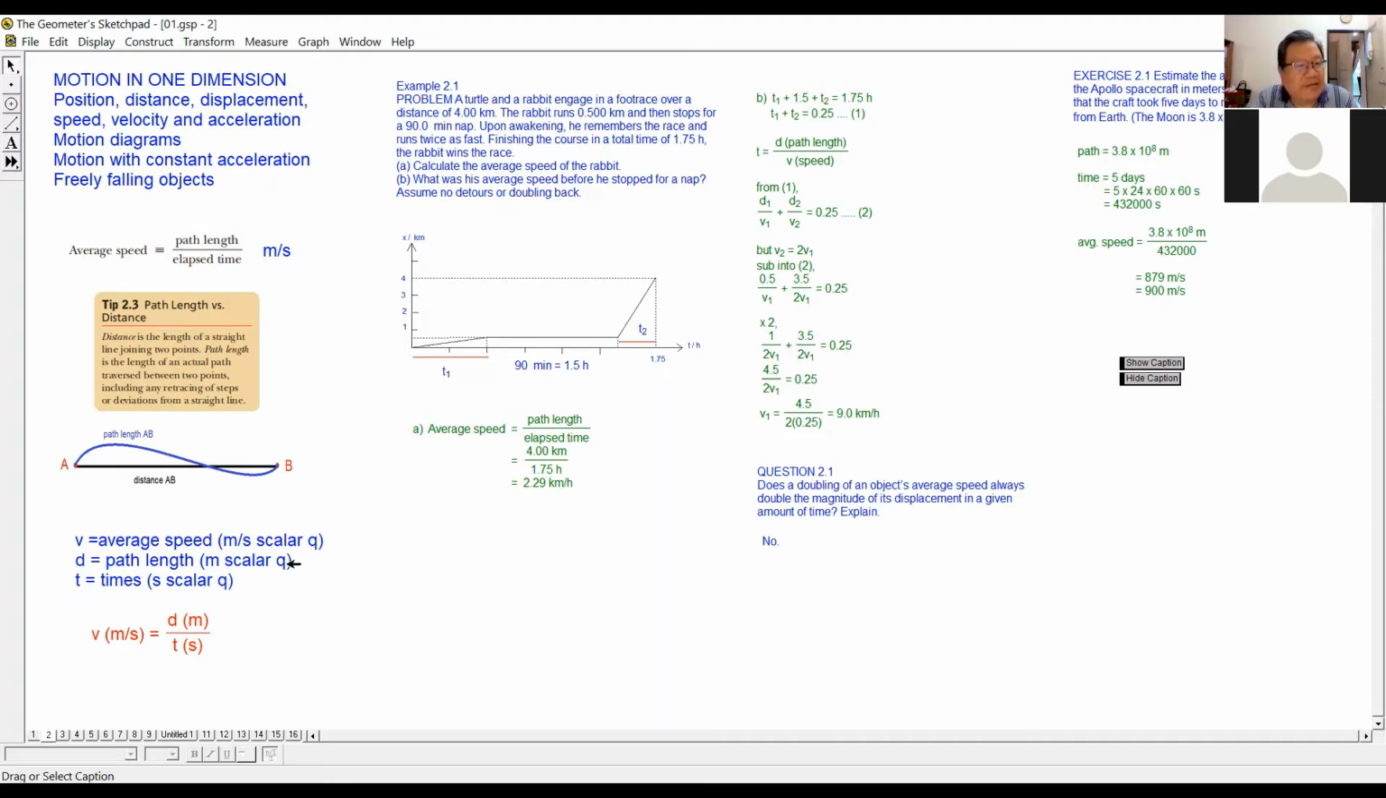Why? Because average speed is defined by the path length divided by time. So if you increase your speed, you will only increase the path length. You will not increase the length of this straight line, provided you don't take the curved line. Provided you take the straight line, then if you double the speed, the distance covered will be double.